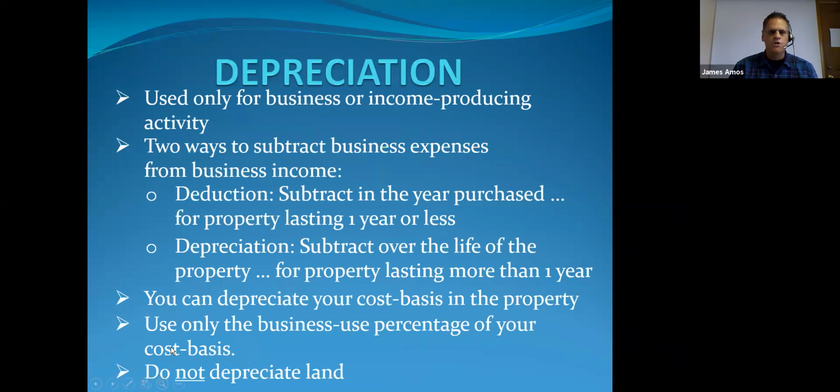And remember, we've touched on this a couple of times, and somebody pointed this out earlier. Do not depreciate land. So if you've got business property that happens to be real estate, why, when we're figuring cost basis for real estate, do we subtract the land out? We do it because we cannot depreciate land. Land always exists.